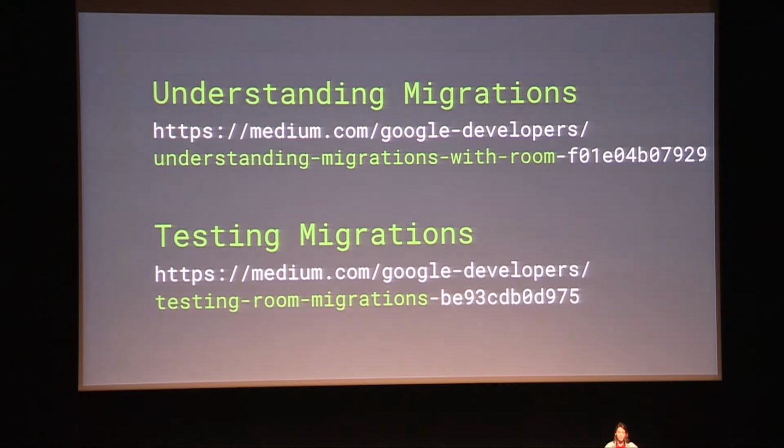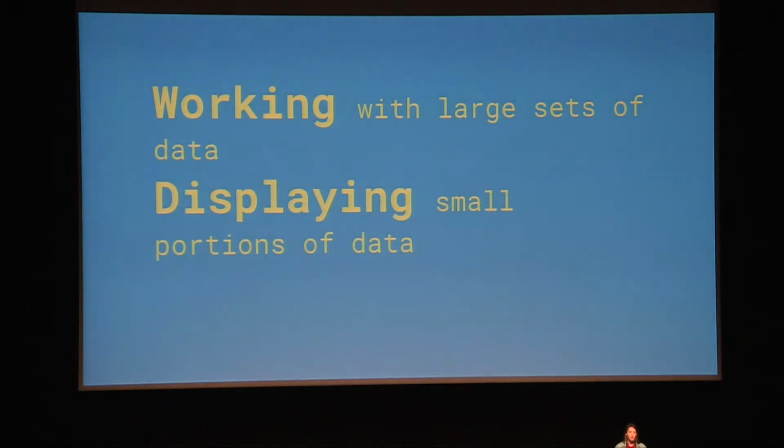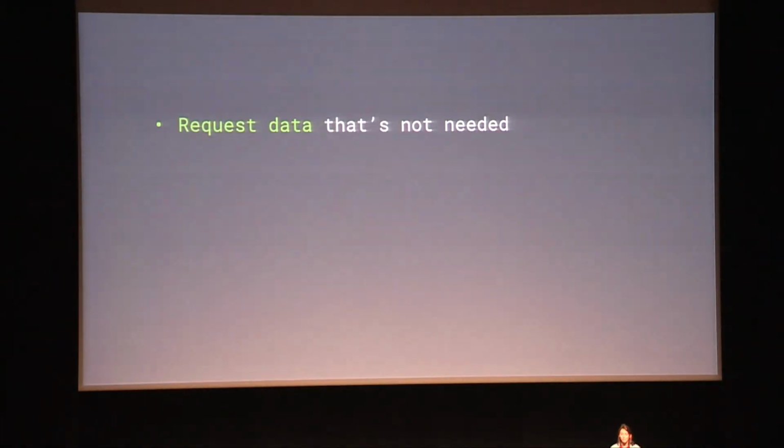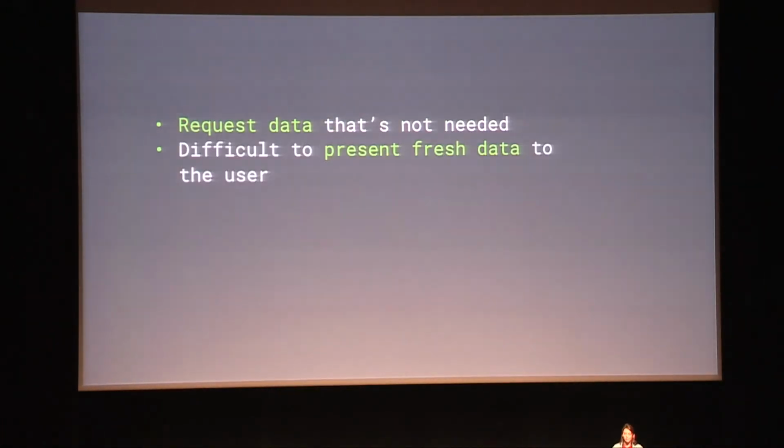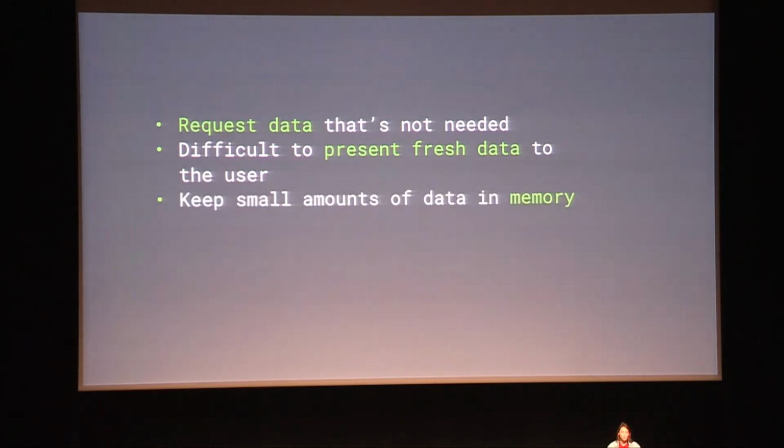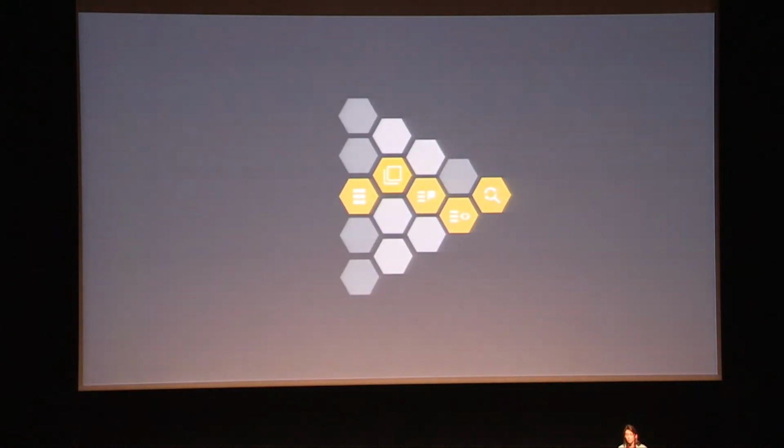So we talked about keeping the data in the database. But the thing is that a lot of times our apps are working with large sets of data, but in the end, they only need to display small amounts of data at one time. And if we're not careful, we might end up requesting data that's not needed. And we know that it's actually quite difficult to present fresh data to the user, especially if that data ends up changing or being changed by a third party. And then it's also hard to keep small amounts of data in memory, so to avoid getting all that data from the database, for example. So in order to help with this, we've created the paging library.